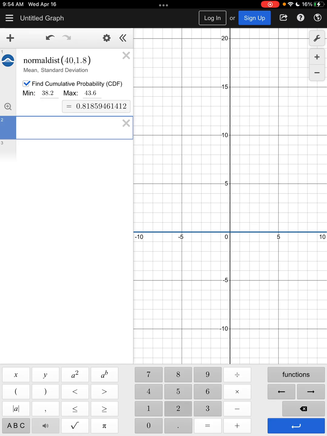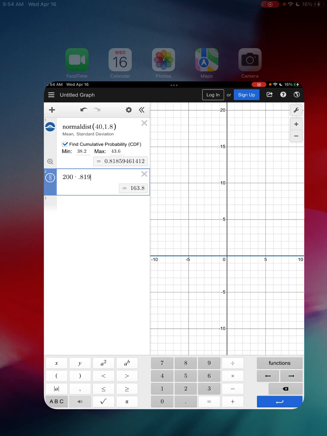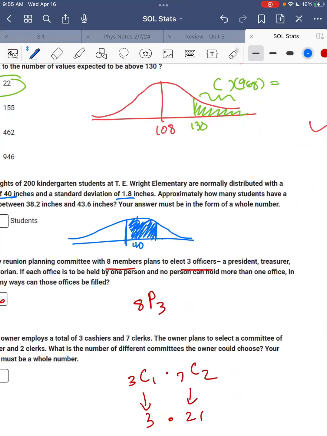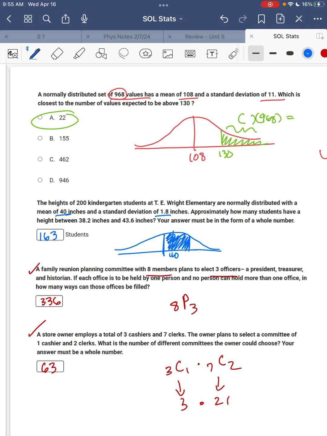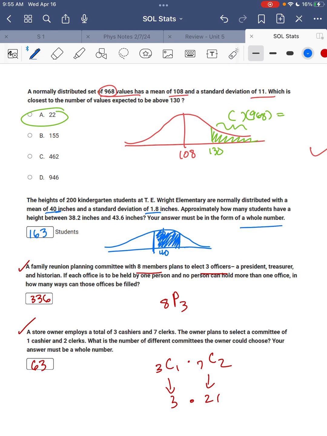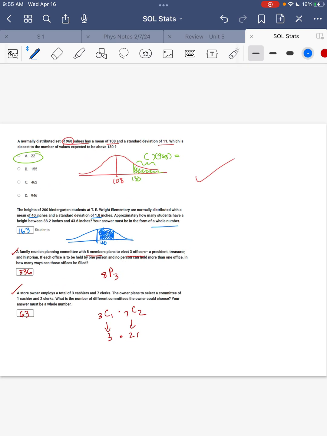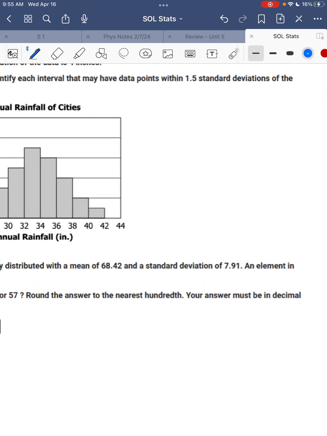So on my next line, remember there's 200 kids. I'm going to multiply that by 0.819. So about 163 kids, 164. You know, these numbers, they would accept 163 or 164, however you want to think of it, because rounding will change it a little bit. Okay, and see, answering a whole number. All right, so next page.